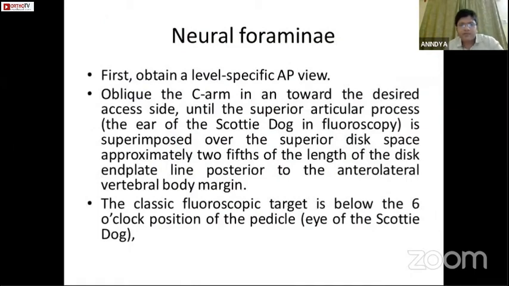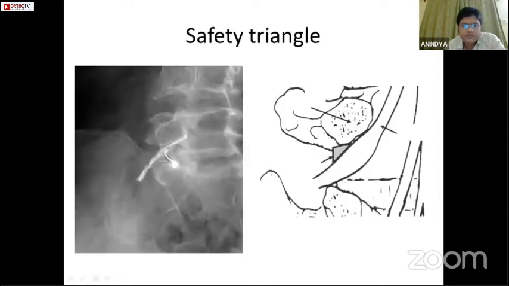First we have to obtain a level specific AP view, then we have to oblique the C-arm towards the desired side until the superior articular process, the ear of the Scotty dog, is approximately 2/5 of the length of the disc endplate, lines posterior to the anterolateral vertebral body margin. So this is an ideal angulation of the C-arm to produce a classical Scotty dog. The classic fluoroscopic target, the subpedicular target, is about the 6 o'clock position of the pedicle, which is the eye of the Scotty dog. So we have to angle our C-arm at an optimum degree so that the ear of the Scotty dog is at 2/5 distance from the margin. This is something which I found useful.